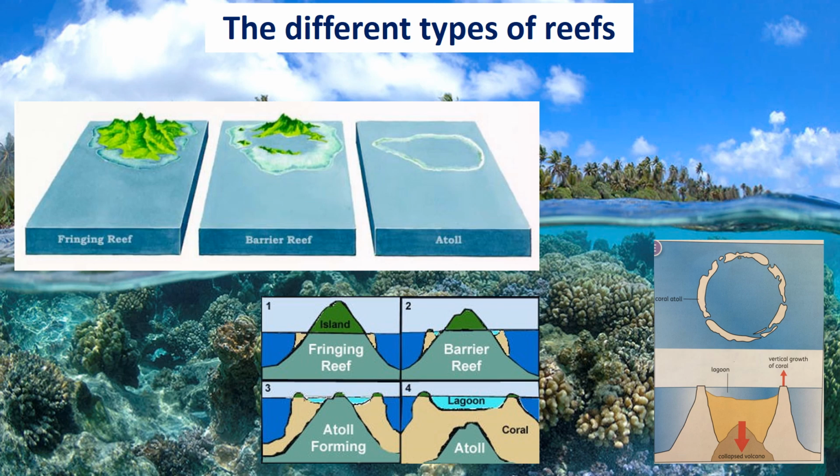And then an atoll. In this situation, we've got an atoll because the island or the volcano in the middle has subsided and it's left a ring of coral. So a ring of coral, due to subsidence of something in the middle, is called an atoll. Obviously, we'd only get that usually in the case of a volcano in the middle of the sea.